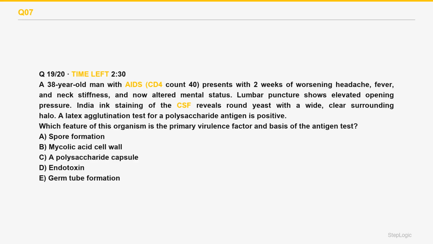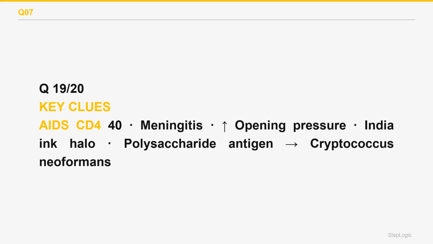Read the command: primary virulence factor and basis of the antigen test. AIDS with CD4 of 40, subacute meningitis, high opening pressure. India ink with a clear halo, positive polysaccharide antigen. Cryptococcus neoformans. Cryptococcus neoformans is an encapsulated yeast and the leading cause of fungal meningitis in advanced AIDS, typically when the CD4 count falls below 100, often below 50.